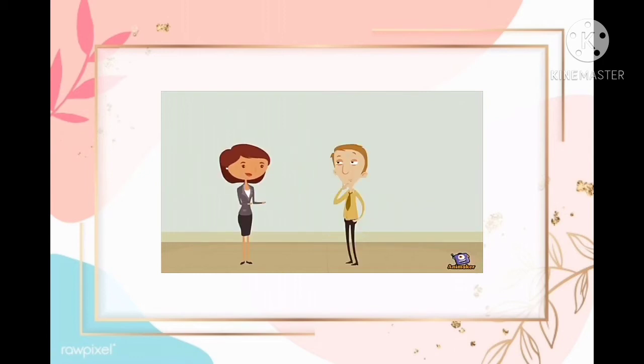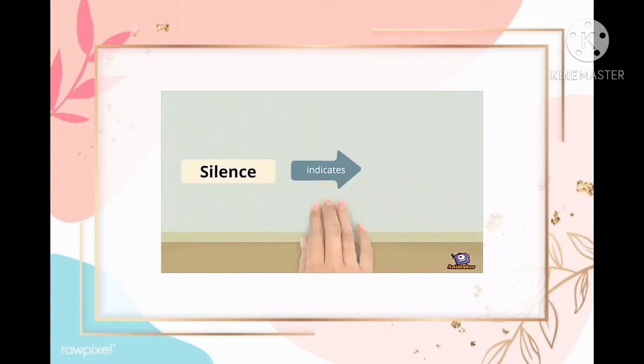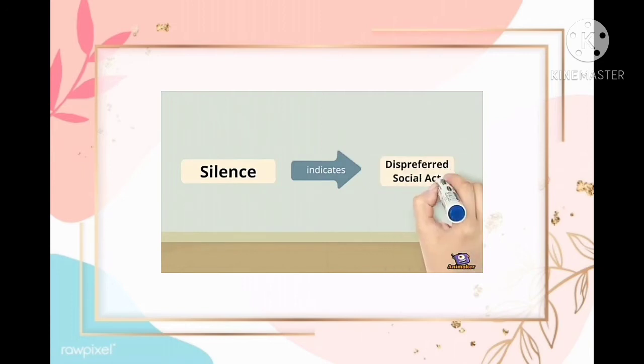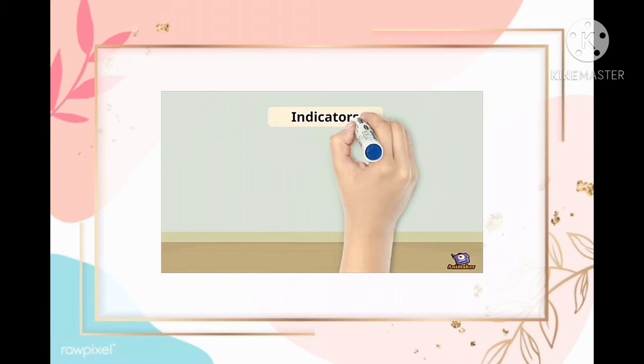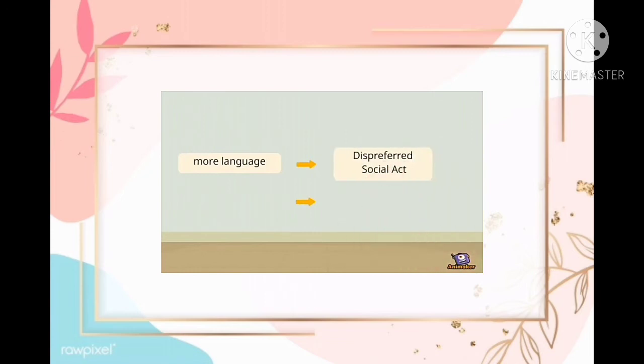Now let's take a closer look at a very special case of a dispreferred social act. "Would you like to come over for dinner?" It is natural for us to avoid a dispreferred social act. In this case, he's trying to avoid a direct refusal of the invitation. Since he cannot accept the invitation, he is silent. Therefore, silence indicates a dispreferred social act. Here are some other indicators for a dispreferred social act. Generally, we use more language for a dispreferred social act and less language for a preferred social act.